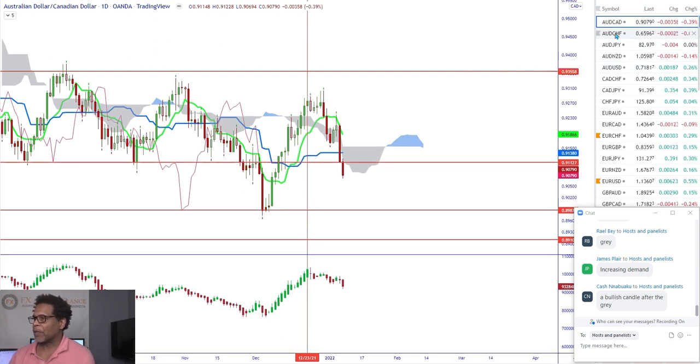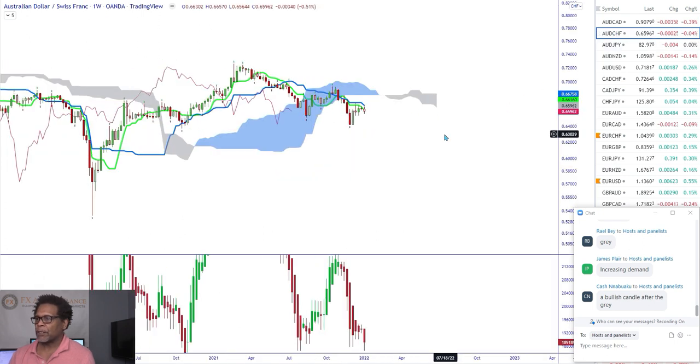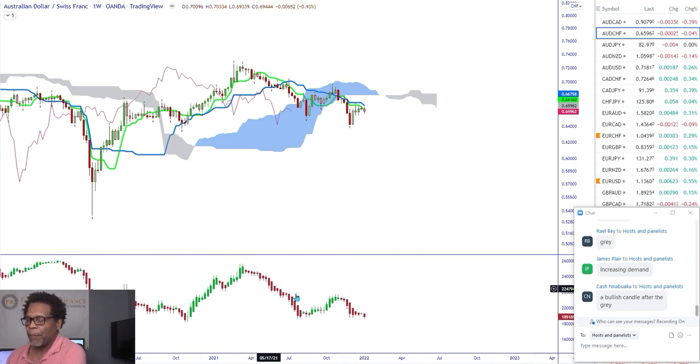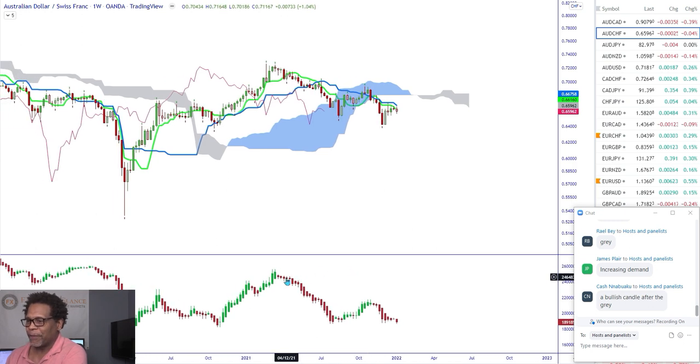All right, so let's move on to the Aussie Swiss Franc. Let's go to the daily, to the weekly time frame first. So again, weekly time frame, very bearish, right? Very bearish. So again, let's look at this CMO. I mean, sorry, I'm calling this the CMO. Let's look at this cumulative volume.